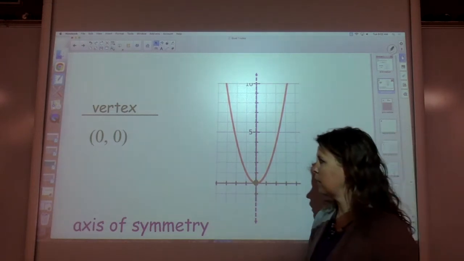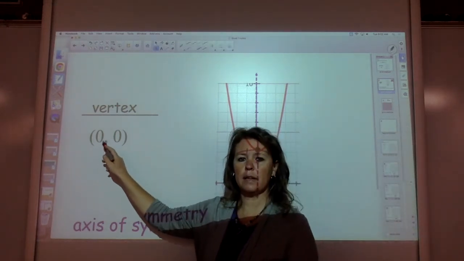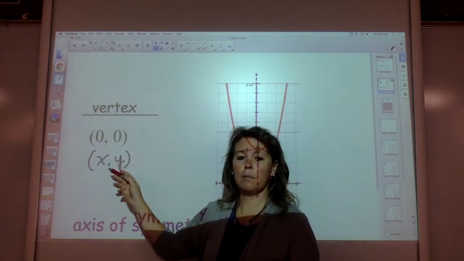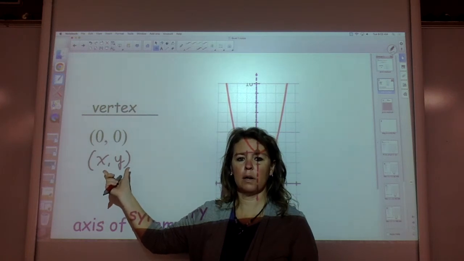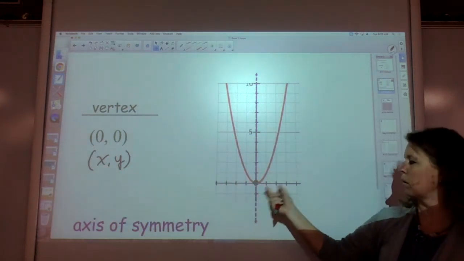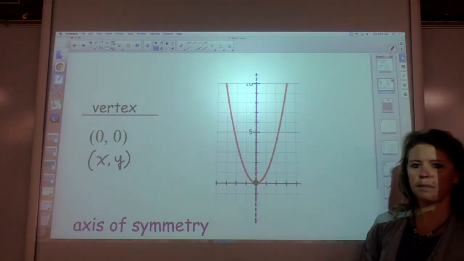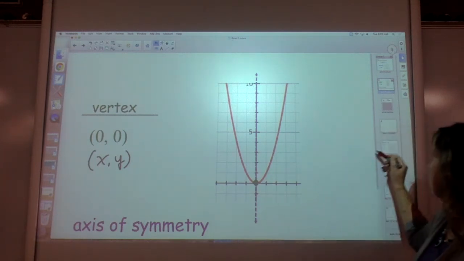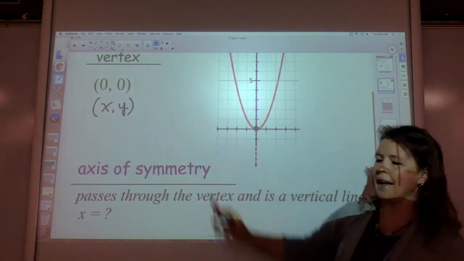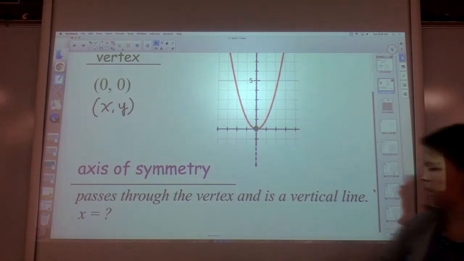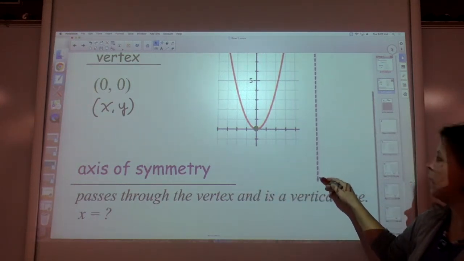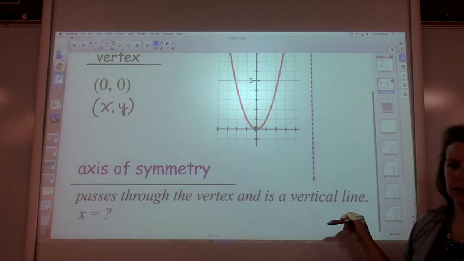Now I'm going to have you write over here, because the vertex isn't always at 0, 0, I'm going to have you write x, comma, y, to remind yourself that the vertex is always a coordinate. It's just a single point on the graph, and it's the point where the graph changes direction. And then we have the purple line, if you can see the purple on mine, write it on yours, axis of symmetry. This axis of symmetry, it is a dotted line, as you see here, and the reason why it's dotted is because it doesn't actually exist.